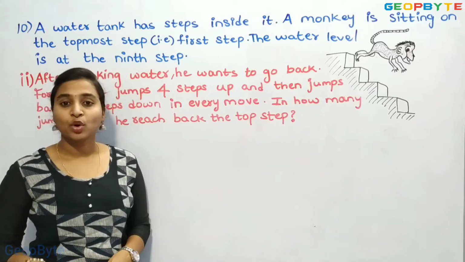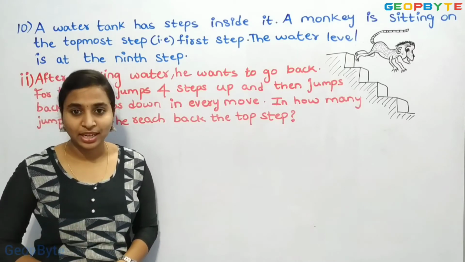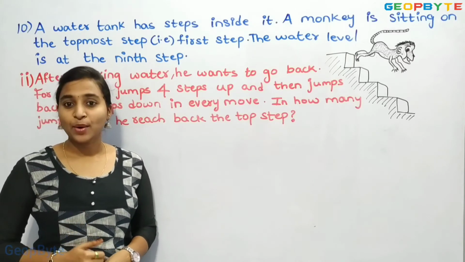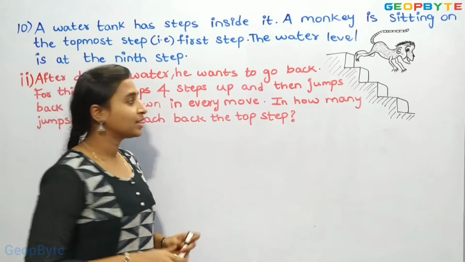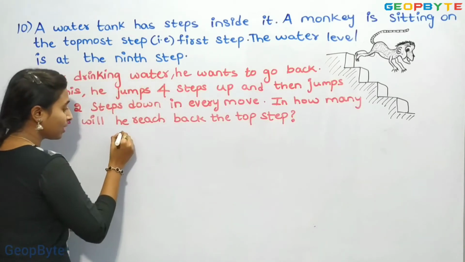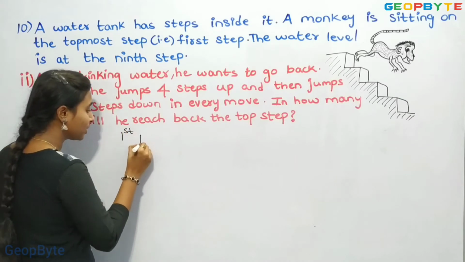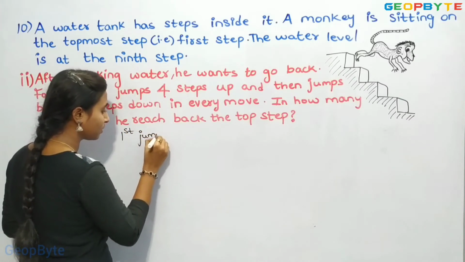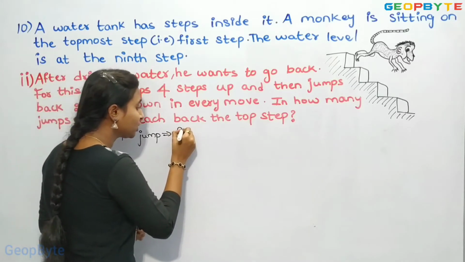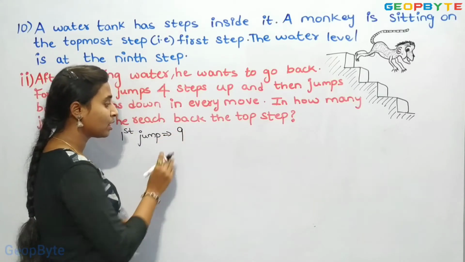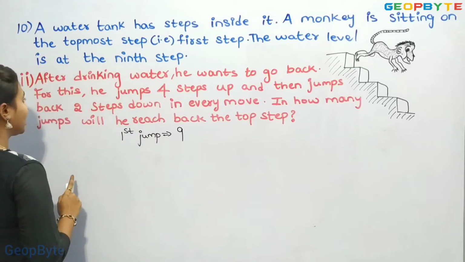That is, he wants to reach the first step. Now, let us count in how many jumps he will reach the first step. See, in the first jump, he is on the 9th step. That is, he wants to come back from the 9th step. They have given the condition.